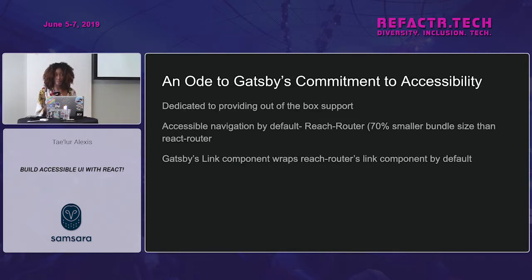I also wanted to shout out Gatsby. They actually have a commitment to accessibility, which makes sense since Marcy's on there. So it has out-of-the-box support. They use Reach Router, which is like React Router, except it's more accessible. They coded it with more accessibility in mind. And it's actually a 70% smaller bundle size than React Router, which is often used. And then Gatsby's link component wraps Reach Router's link component by default.